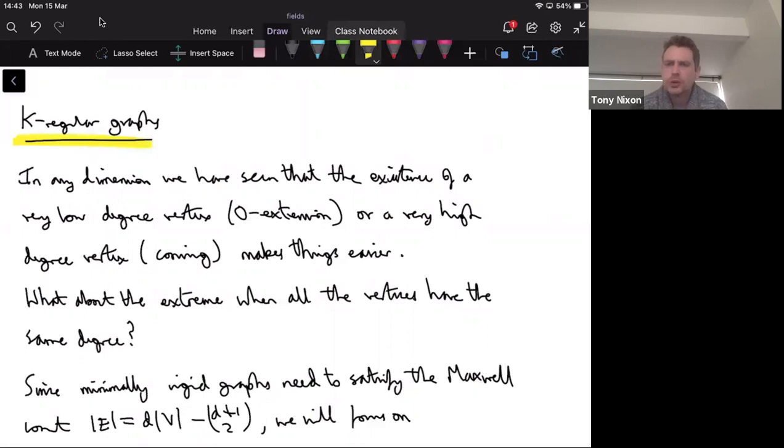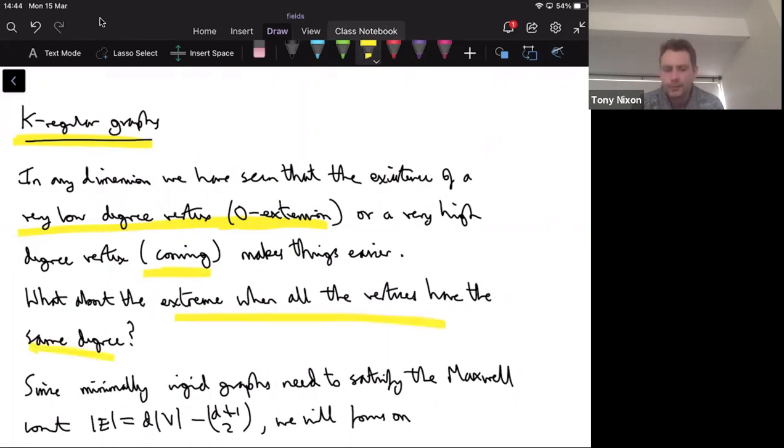Okay, so what's the point here? Well, we know if there's a vertex of very low degree, we can just do this zero extension, zero reduction thing, and everything's easy. You don't have to worry about vertices of degree at most d, because you can just throw them away and you're independent if and only if you were before you threw it away. And it's also easy if you have a very high degree vertex, i.e. a maximal degree vertex, because we have the coning result. But in the middle, there's obviously lots and lots of complications. So I wanted just to comment on the extreme, where instead of having anything low or high degree, all the vertices have the same degree, and see what happens there.